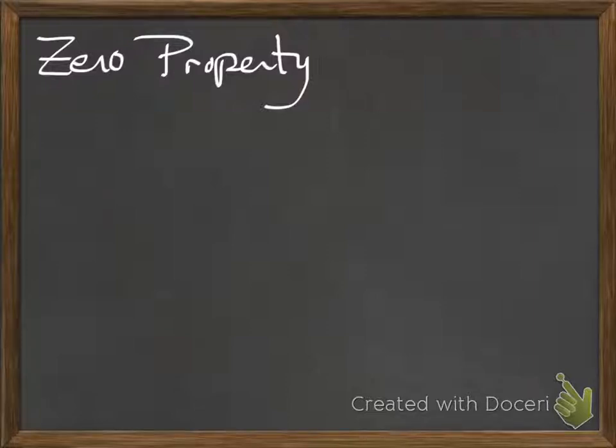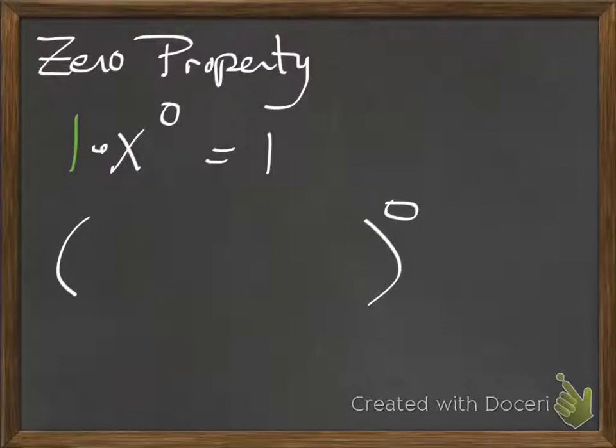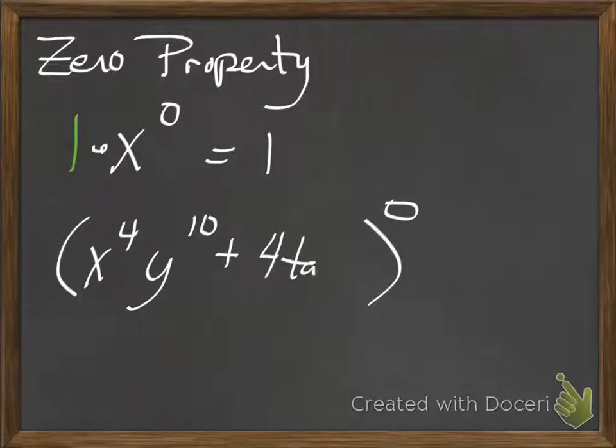What is anything to the 0 power? 0. Nope. 1. That means there are 0 x's. What is the coefficient in front of here that's not written? So if you have 0 x's and 1 is what it's being multiplied to, the answer is going to be 1. So I could say the answer will be 1.